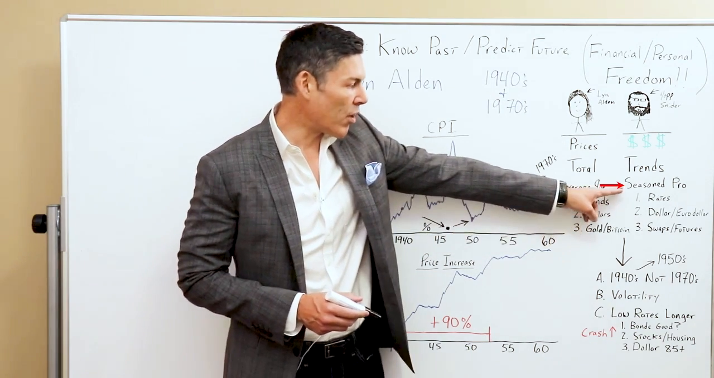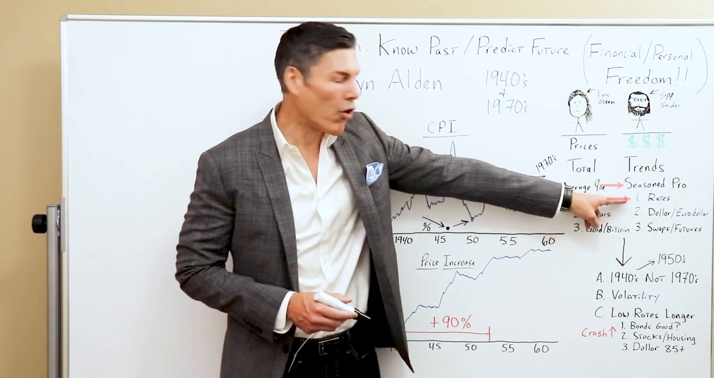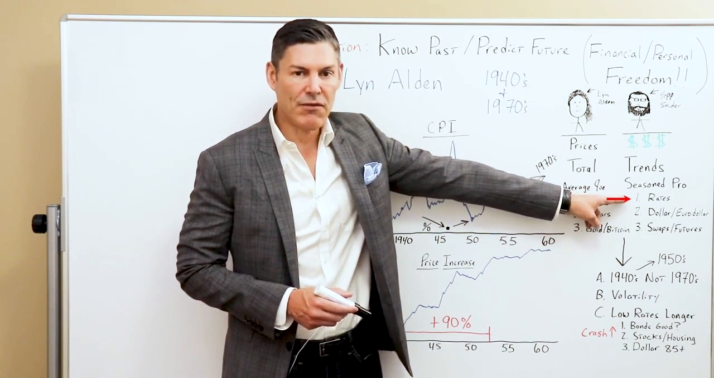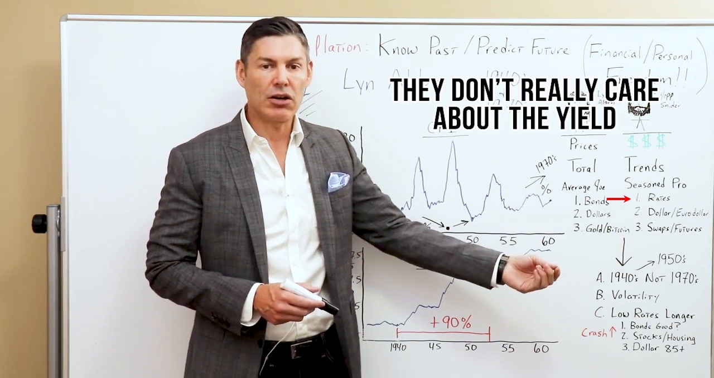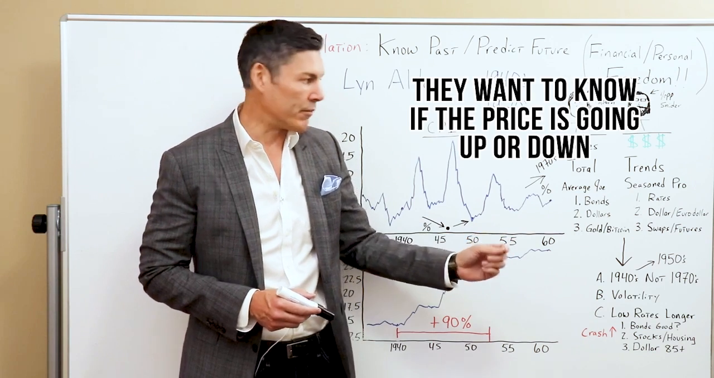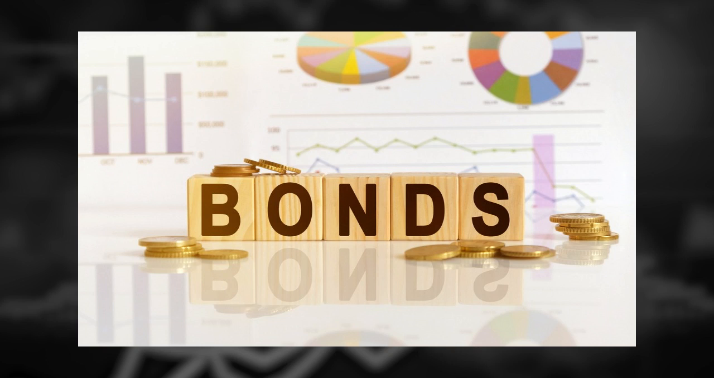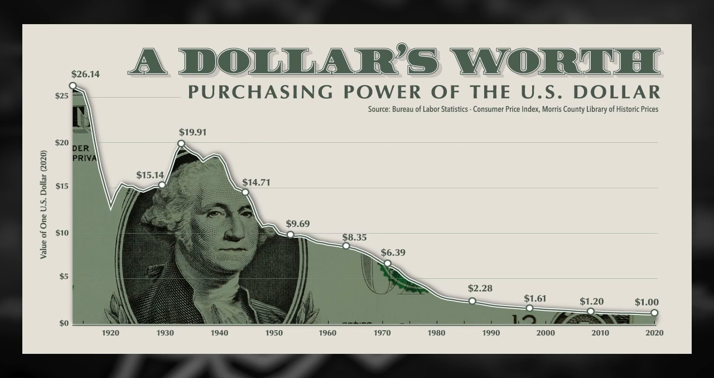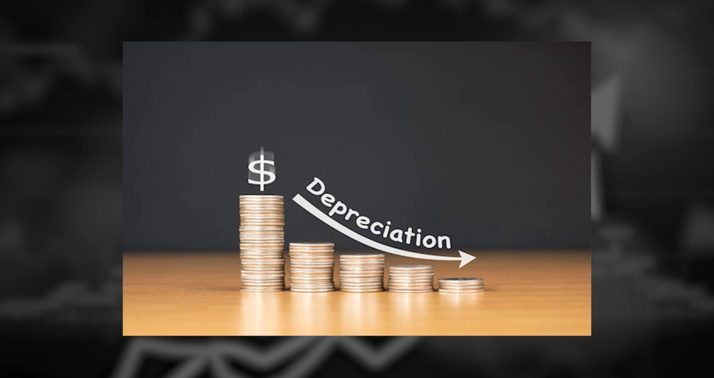Where for the seasoned pro, they're going to be more interested, not just in bonds, but where are rates going? Because if I own a bond, they don't really care about the yield from that bond. They want to know if the price is going up or down. Where the average Joe, they're going to hold on to that bond till maturity, let's just assume. So they are more concerned with their purchasing power, not the price appreciation or depreciation in the interim.